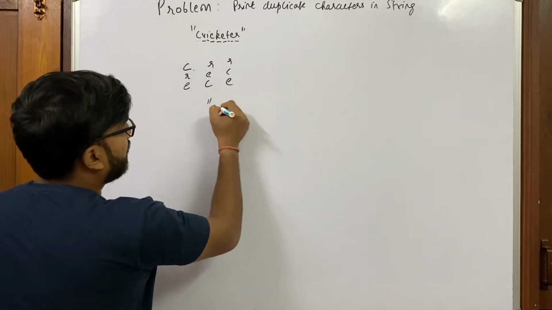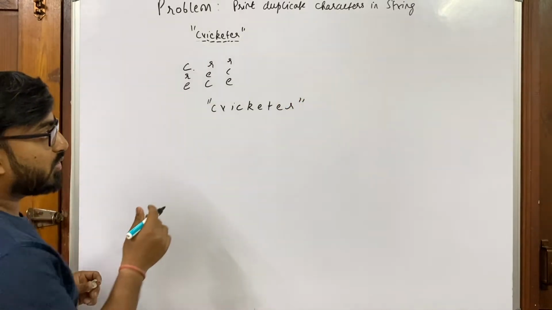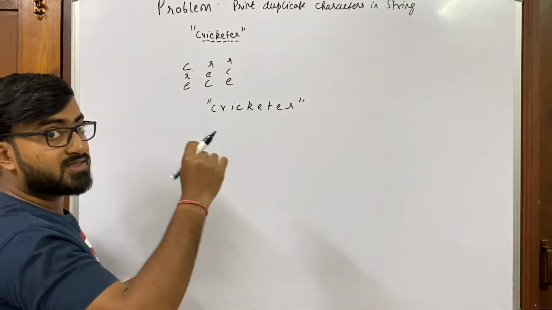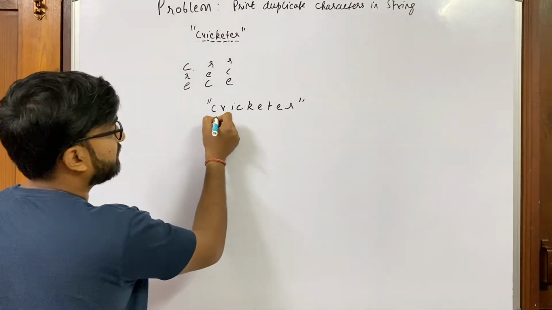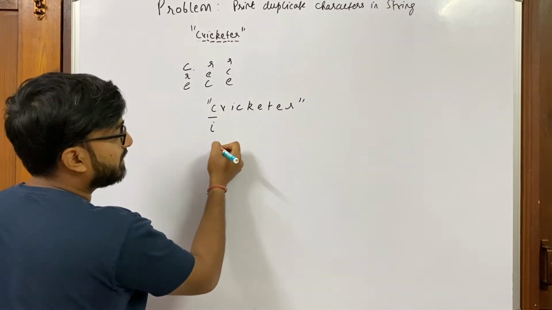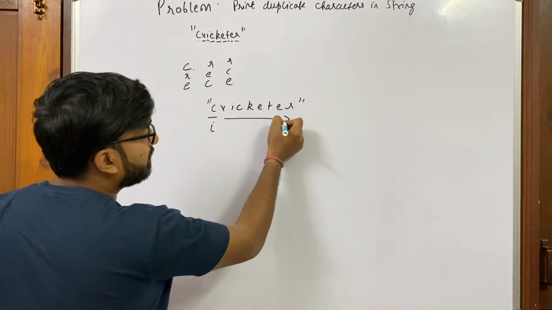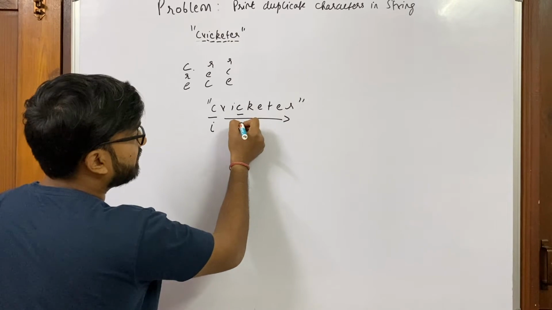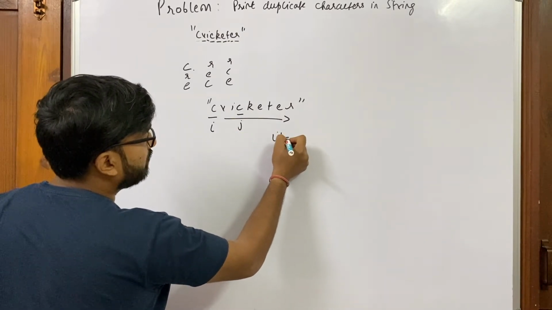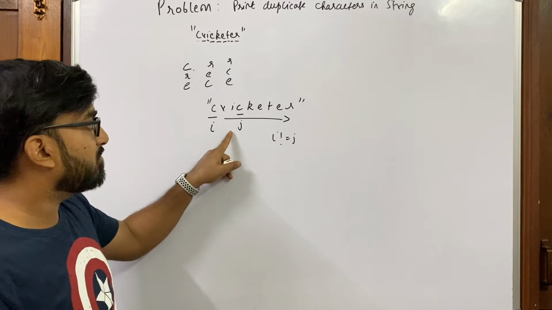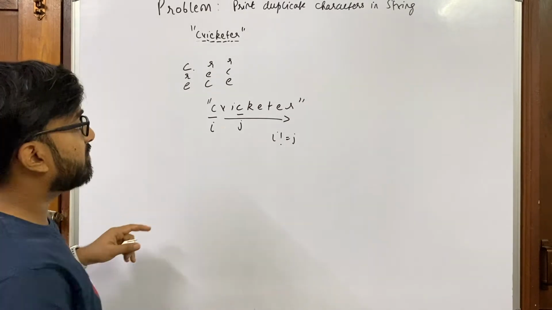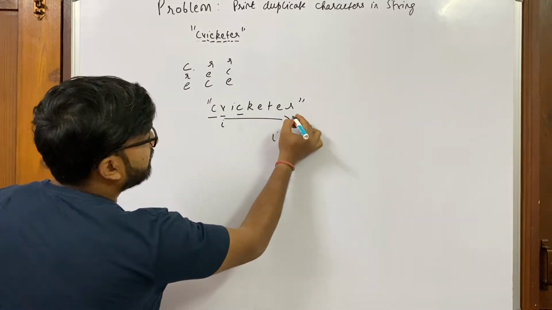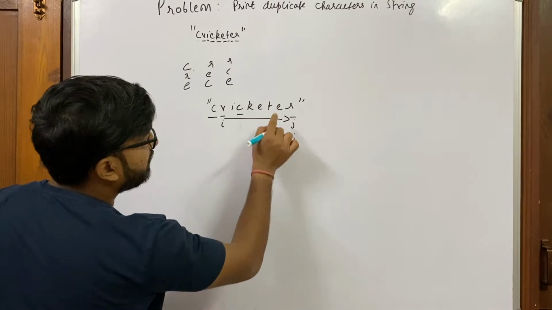So suppose I have this string cricketer. I iterate from left to right, pick up each character and check if that character appears at another index or not. For example, if I pick up C, it occurs at index i, and I check the remaining string to see if there is another index where C appears. So C appears here at j, and i is not equal to j, right? So I print C because it appears at two separate indices. Similarly for R, it appears at index i right now and it also appears at index j. i is not equal to j, so I print R.